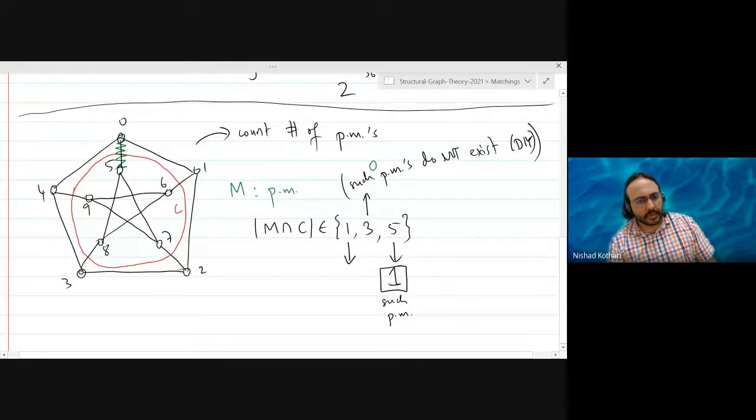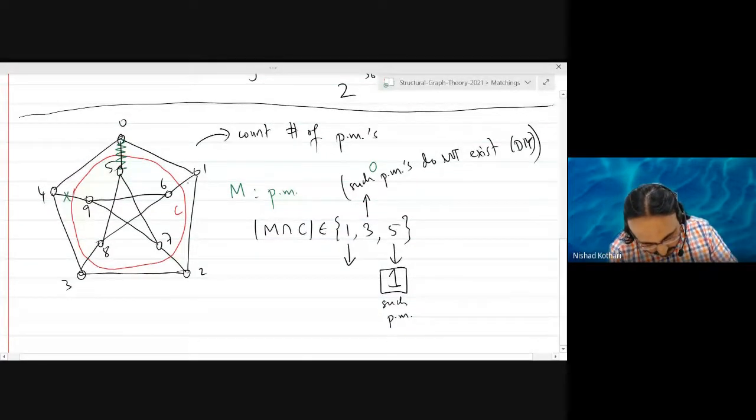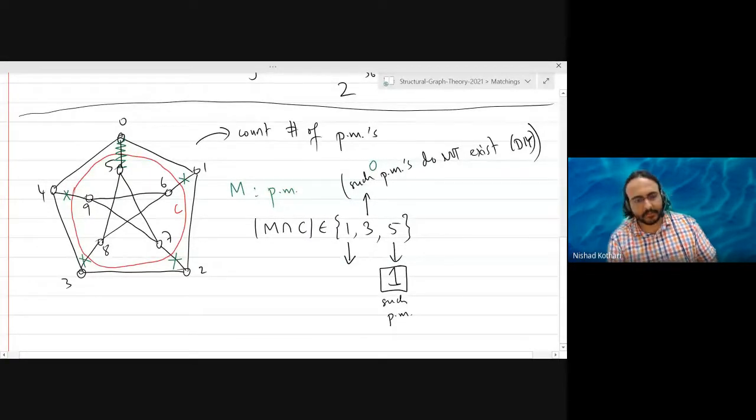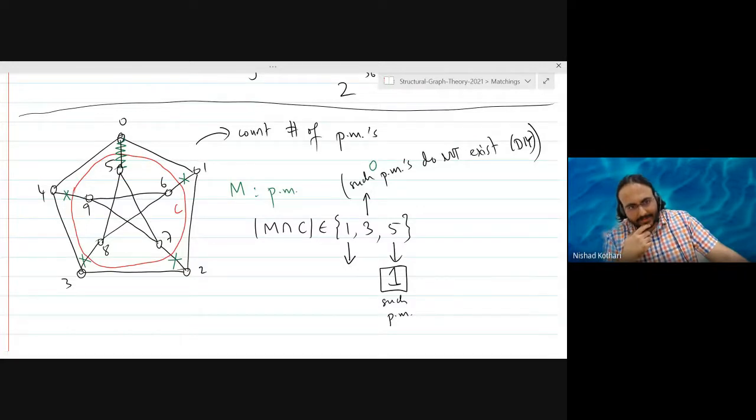If you choose the top edge and you're in your perfect matching, that means that you cannot take any of these edges, right? These four edges cannot be in any perfect matching because we are looking at those perfect matchings that meet the cut in exactly one edge. Now I claim that there are not too many ways in which you can complete this. Can anybody tell me how you would complete this perfect matching?